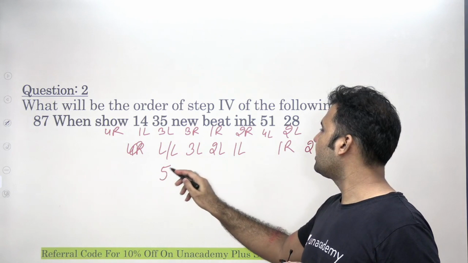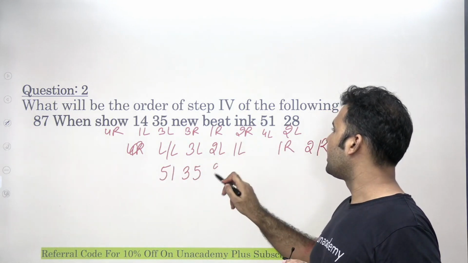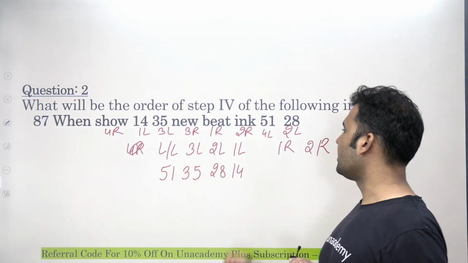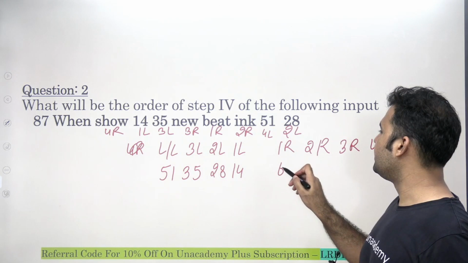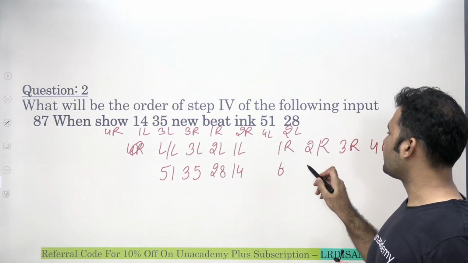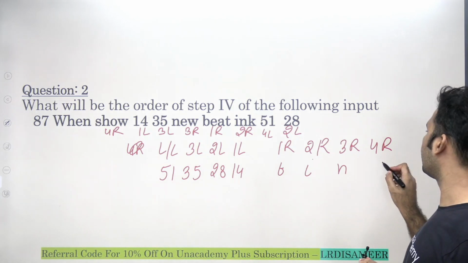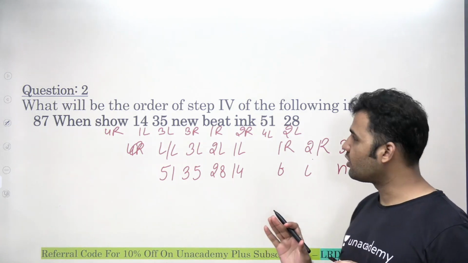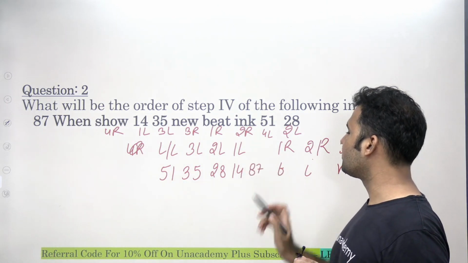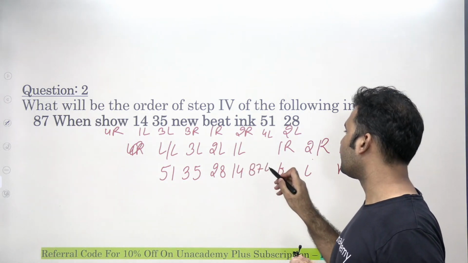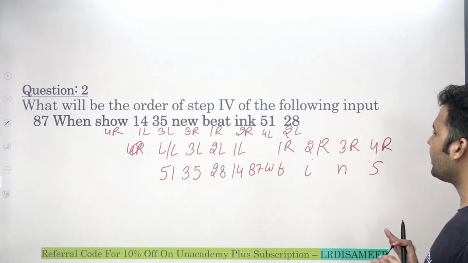4L is 51, 3L is 35, 2L is 28, 1L is 14. And what do we have in the place of 1R? It's B, 2R is I, 3R is N, and 4R is S. And the remaining elements are not supposed to be arranged, so just write them down in between as they are. It will be 87 and W. So this will be the order of the step 4. That's it. This is the answer of the question, right?